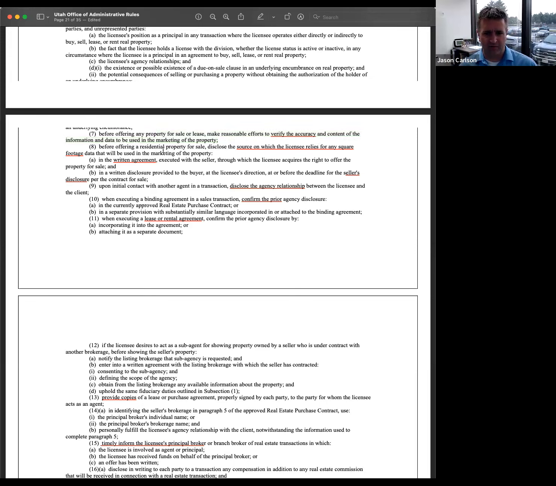Number 8, before operating on residential property, source on which the lease relies for square footage. This is one we have in our seller's disclosures. We have it in the MLS input. We need to make sure that we're disclosing where that source is.